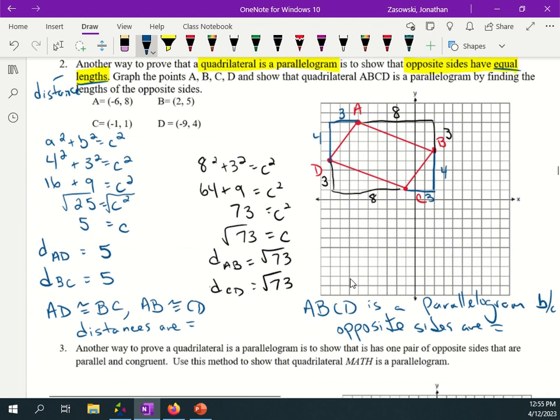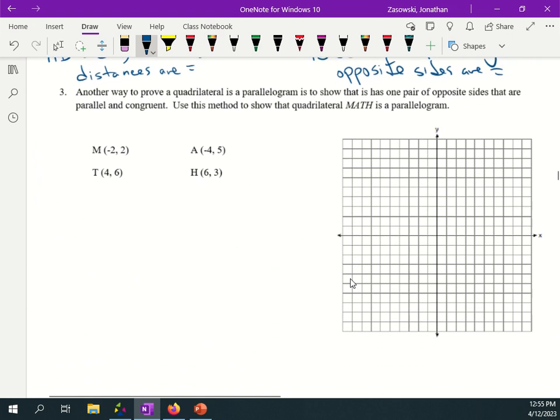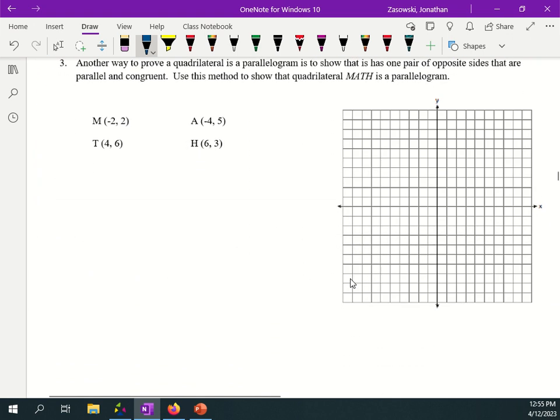All right. We're going to do another one here, number 3. So go ahead and graph that for yourself first. All right, pause it, do that now. Hopefully you've graphed, you've drawn the lines in for yourself and labeled. So we have MATH. This time, we're going to do it a little differently. We're still going to show it's a parallelogram, but we're only going to use one pair of sides and show that it's both parallel and congruent.